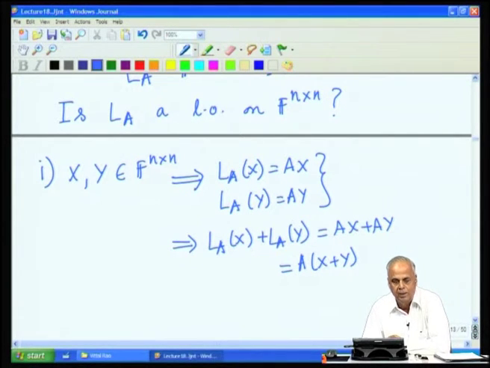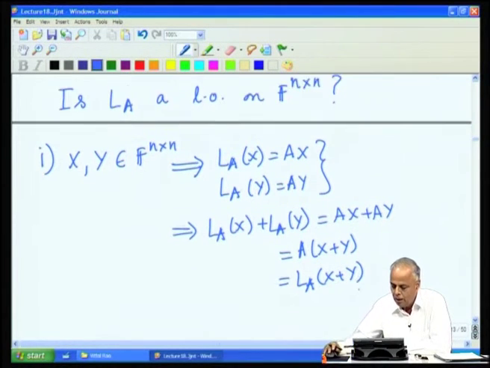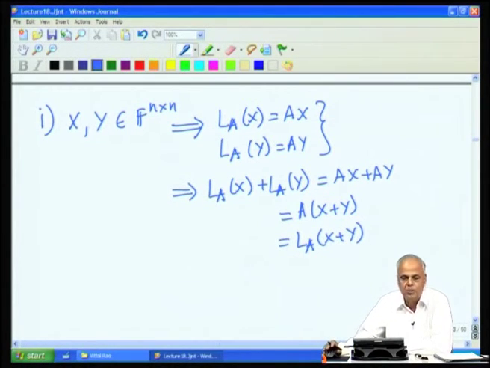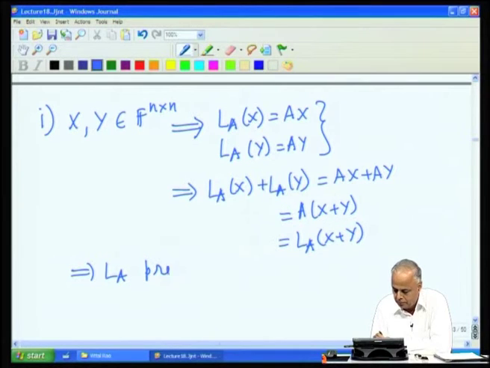So, it is A times x plus y. x is n by n, y is n by n, therefore, x plus y is n by n. So, whenever we take an n by n matrix and pre-multiply it by A, it boils down to taking LA of that matrix. Therefore, we have LA of x plus y is LA x plus LA y. So, that says LA preserves addition.